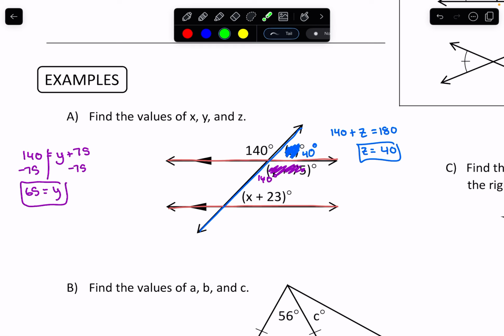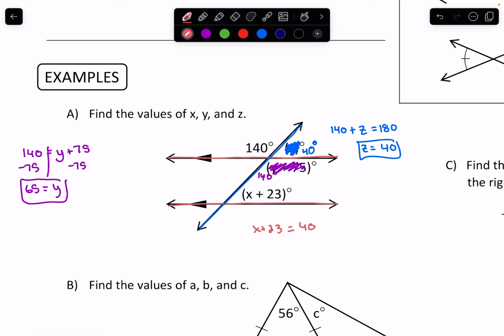I also know that this angle and this angle are consecutive, or corresponding angles, sorry, wrong word there. This angle and this angle, one is inside, one is outside, and those are corresponding angles, which mean they're equal to each other. So I can either set this equal to this, or I can say this plus this equals 180. Let's go ahead and use the corresponding angles. I'm going to say that x plus 23 is equal to 40 degrees. I like that one because the numbers are small. I don't have to use 140.